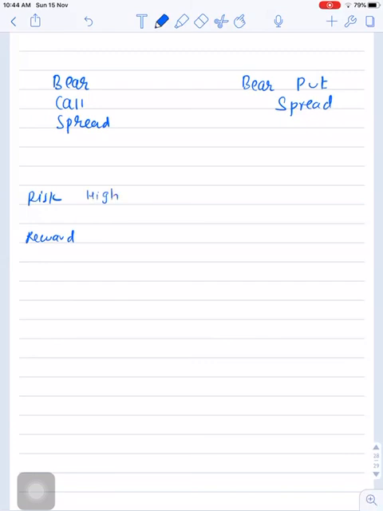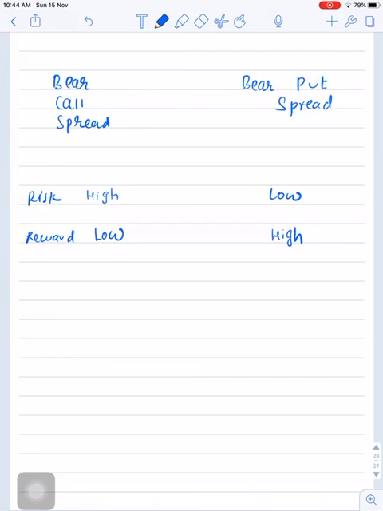Now let's discuss what is the difference between bear call spread and bear put spread. The difference is of risk and reward. In bear call spread, your risk will be comparatively high when you compare with bear put spread. So here in bear put spread our risk will be low, and in bear call spread your reward will be low. In bear put spread, reward will be high.